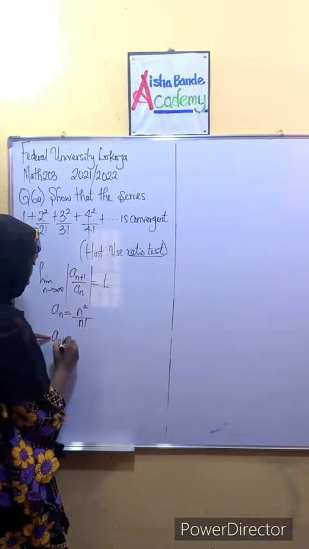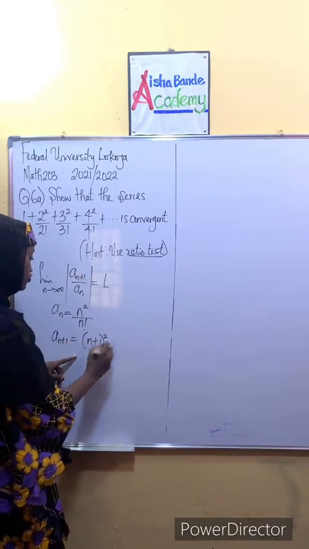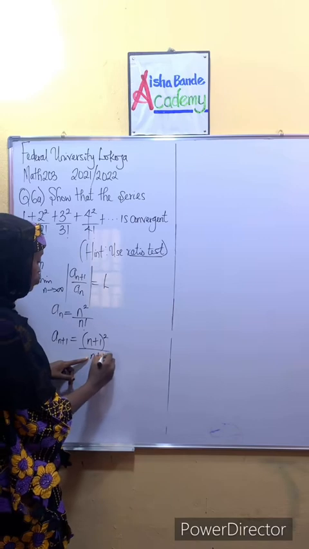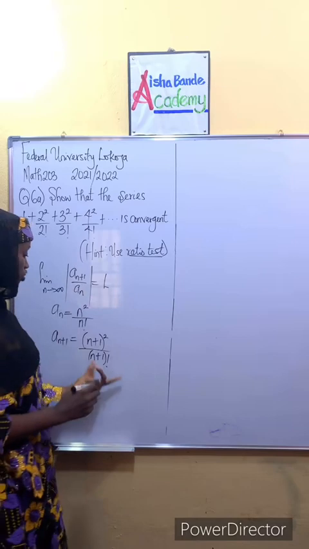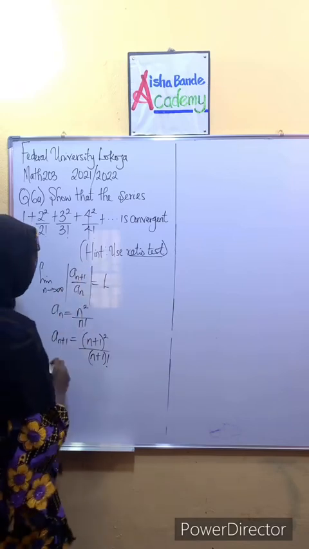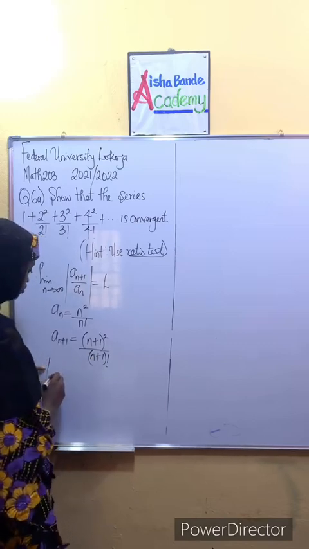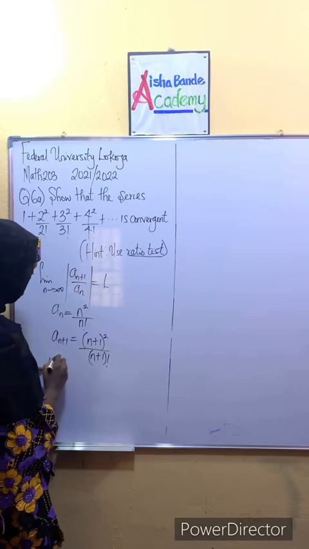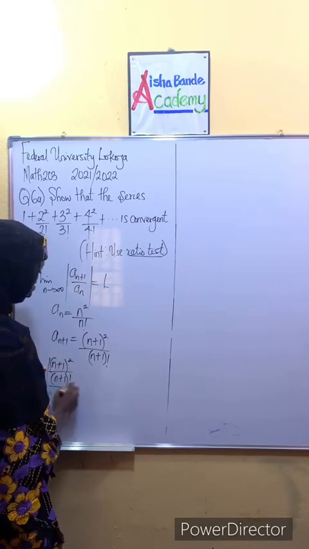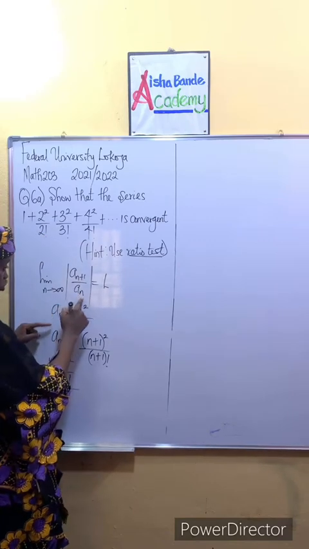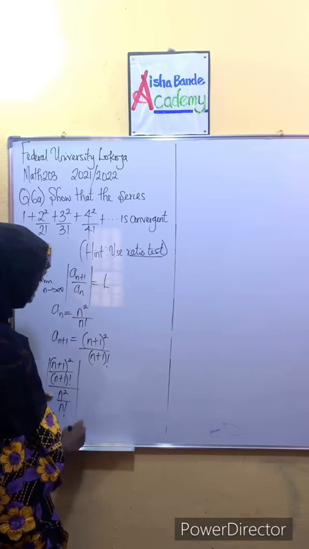Let's get a subscript n plus 1. This is going to be n plus 1 raised to the power of 2 all over n plus 1 factorial. So now we have the two values needed here. Now we substitute in the values and simplify further. So a subscript n plus 1 over a subscript n is going to be represented as the absolute value of n plus 1 squared all over n plus 1 factorial, all divided by n squared over n factorial.